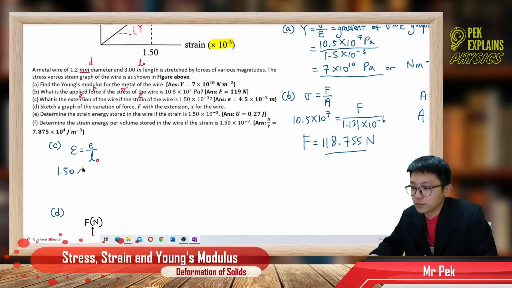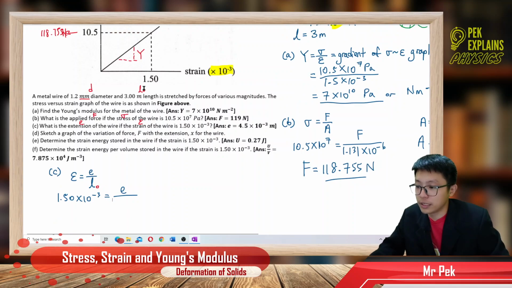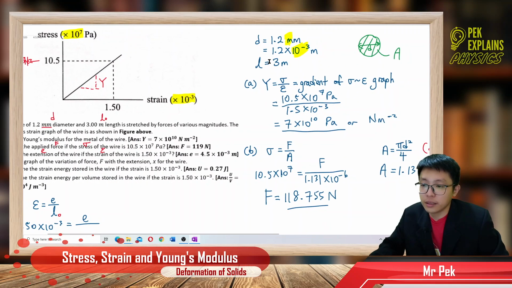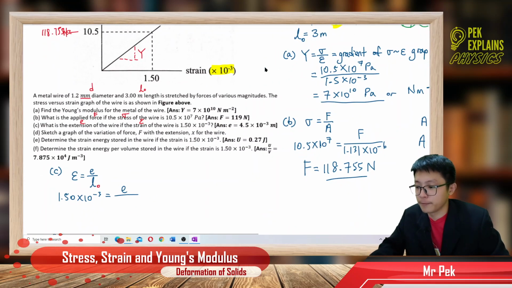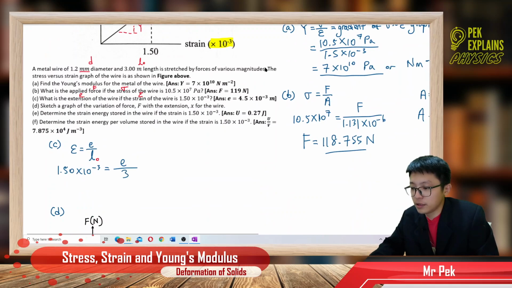1.5 exponent negative 3 is equal to elongation over original length. The original length is 3 meter. Okay, original length 3 meter. This is the original length. So what's my elongation?